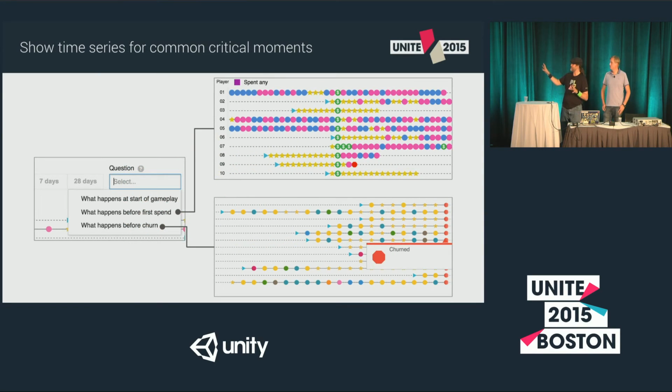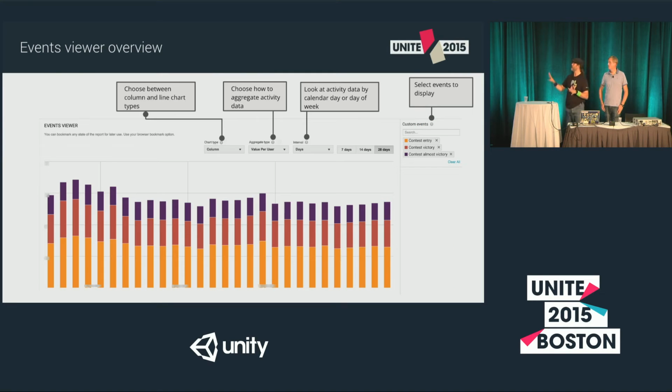And then you can show these detailed time series for common critical moments, like when did this person stop playing? And you can actually look to see what kind of events preceded that. And so you can help to tune your game. Maybe this thing is too hard. Maybe it's just too frustrating. Maybe it's actually that it's just boring. And you can figure out exactly how to keep your players excited and motivated. In the events here, you can even create custom reports to compare events.